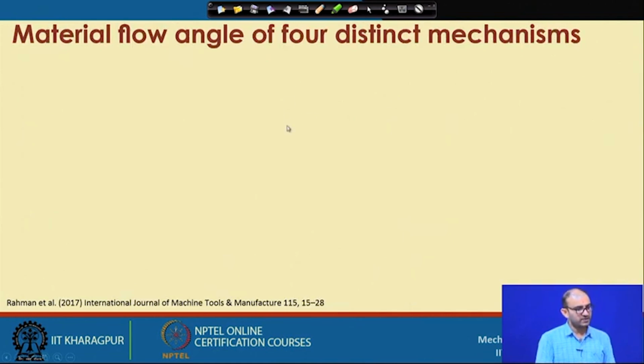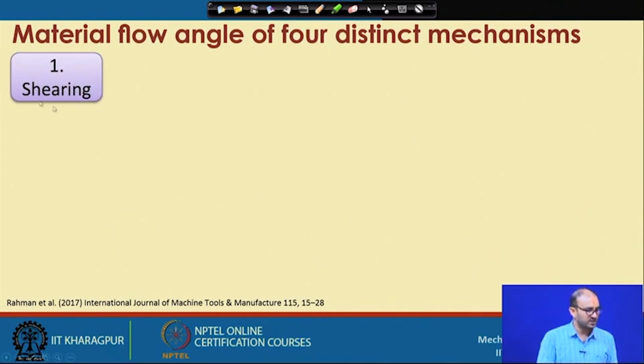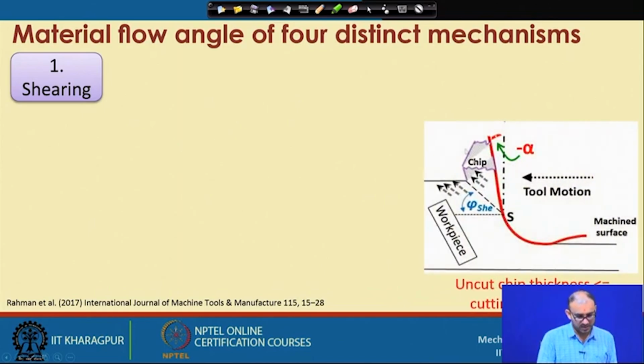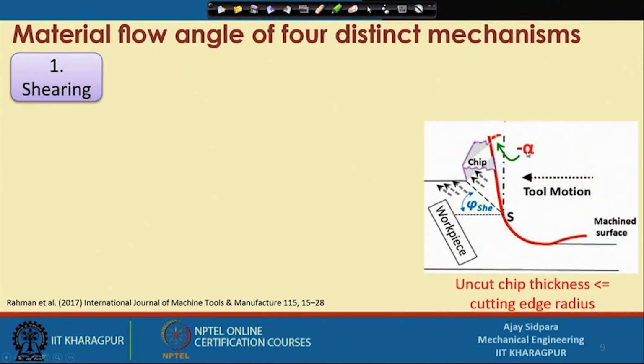Right. So there are different types of mechanisms by which the material will flow over the rake face. So let us go through it. So first one is the shearing operation. So now here we know that we end up with the negative rake angle. So in this case, let us see at which particular negative rake angle you are getting the chip and at which angle you are not getting a chip at all. So now the first example is the condition where the uncut chip thickness is equal to or a little bit smaller than the cutting edge radius.